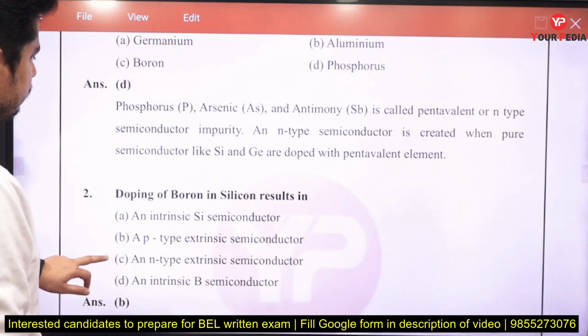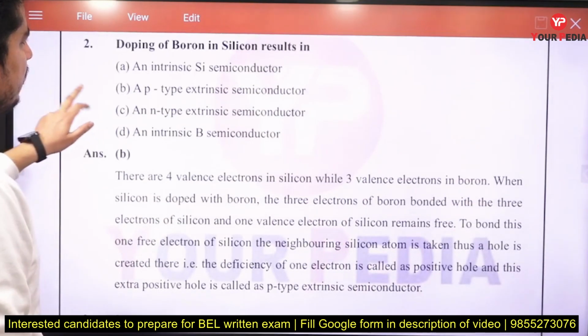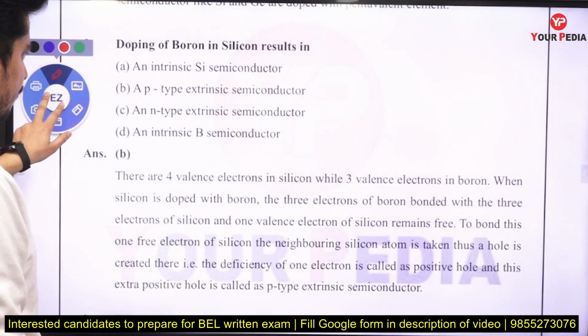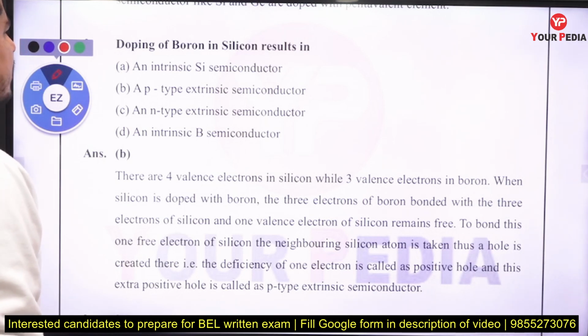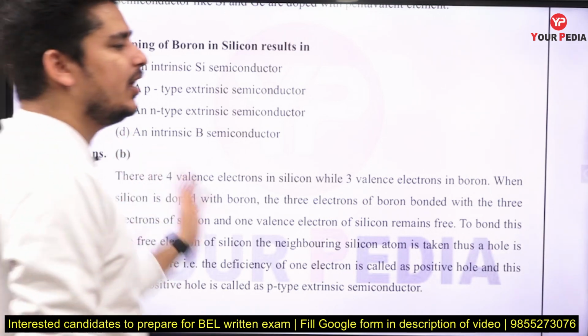Doping of boron in silicon. Doping of boron in the silicon results in... See, this is a similar type of question.